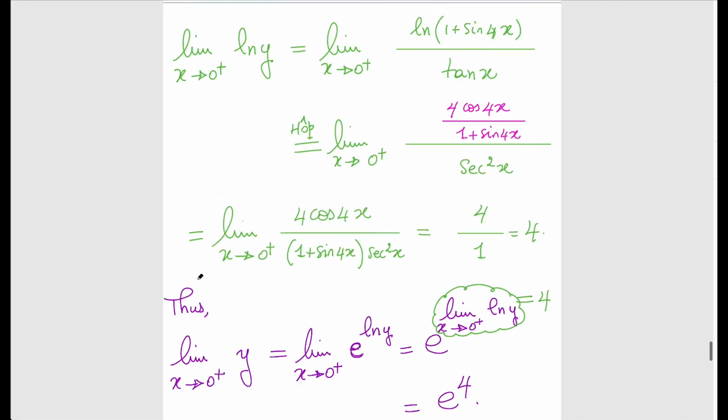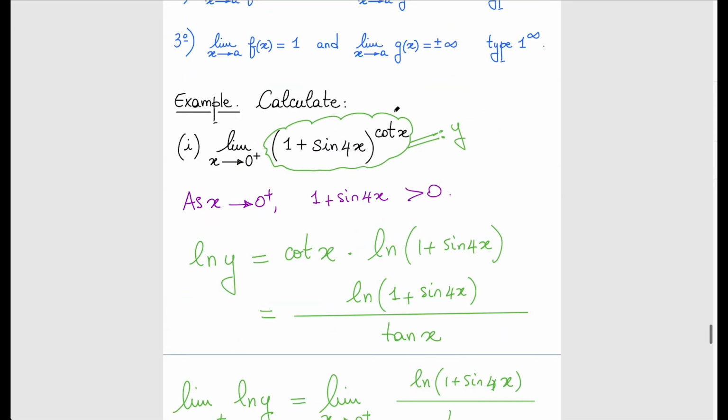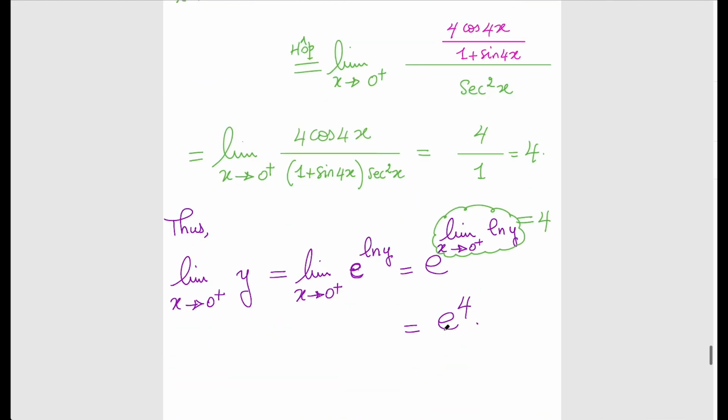So the limit of that function as x goes to 0 from the right, that limit is actually e to power 4. Okay.